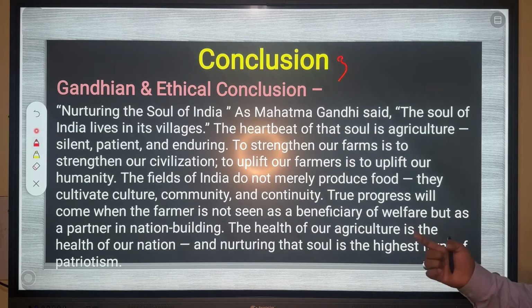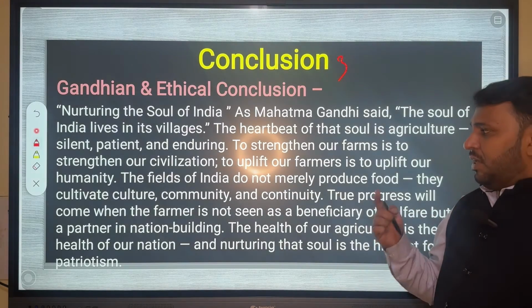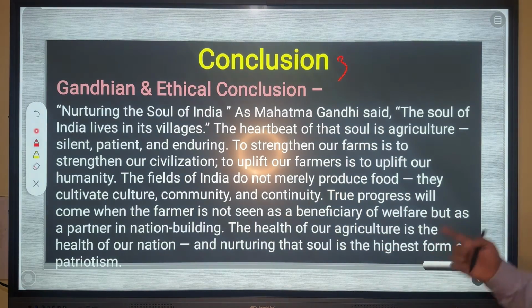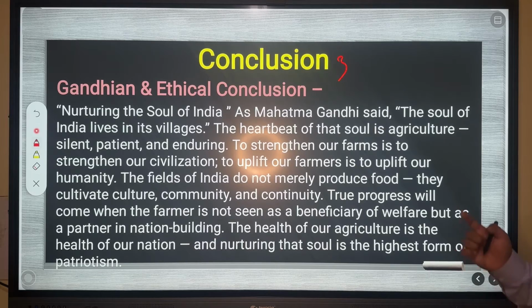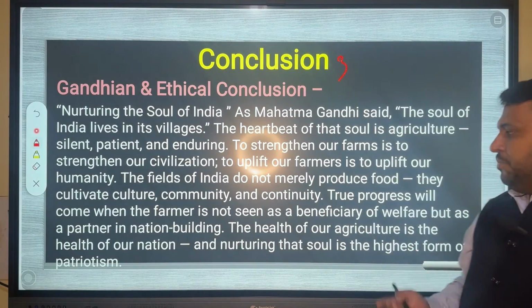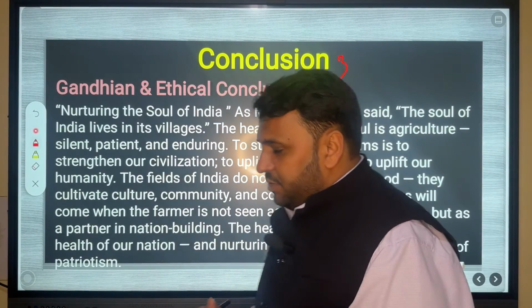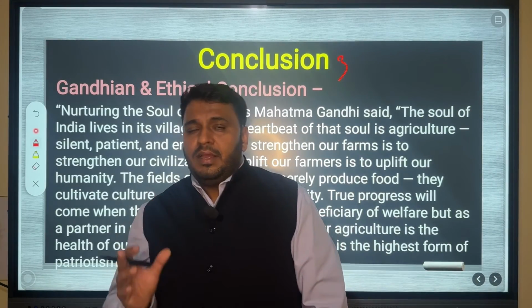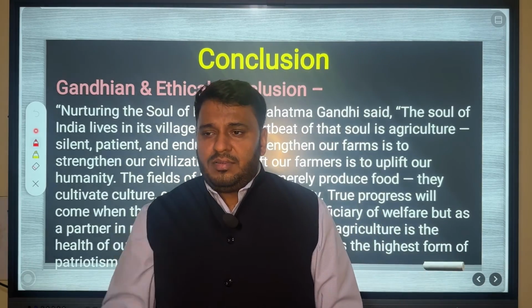The fields of India do not merely produce food, they cultivate culture, community, and continuity. True progress will come when the farmer is not seen as a beneficiary of welfare but as a partner in nation building. The health of our agriculture is the health of a nation, and nurturing that soul is the highest form of patriotism that we can display. So this is another alternative that we can use. So I have given you 3 suggestions.